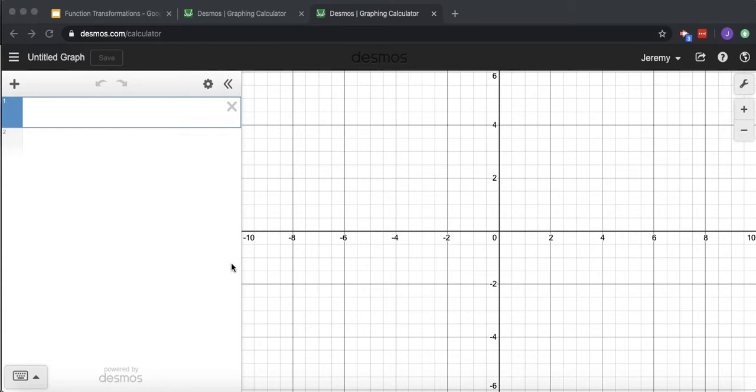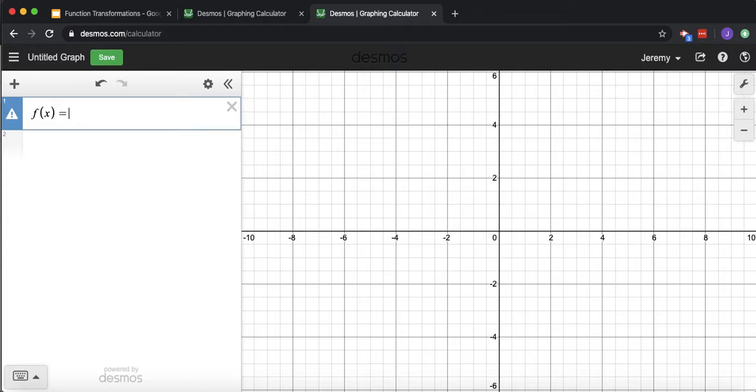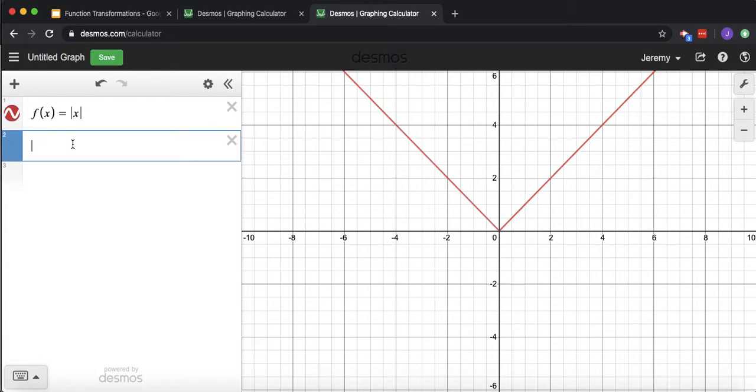Summarize what we've been learning about function transformations. I'm going to start with this very familiar function, the absolute value function. We call this the parent function of the absolute value function family because it's the simplest version of an absolute value function.